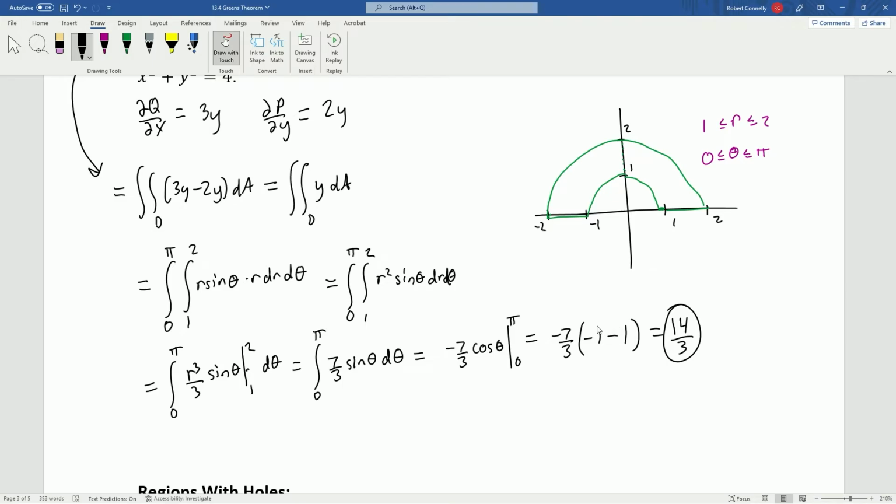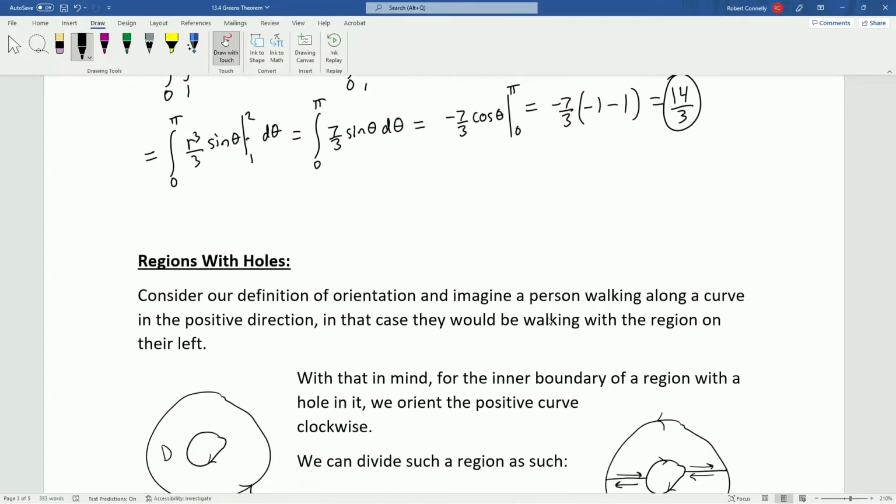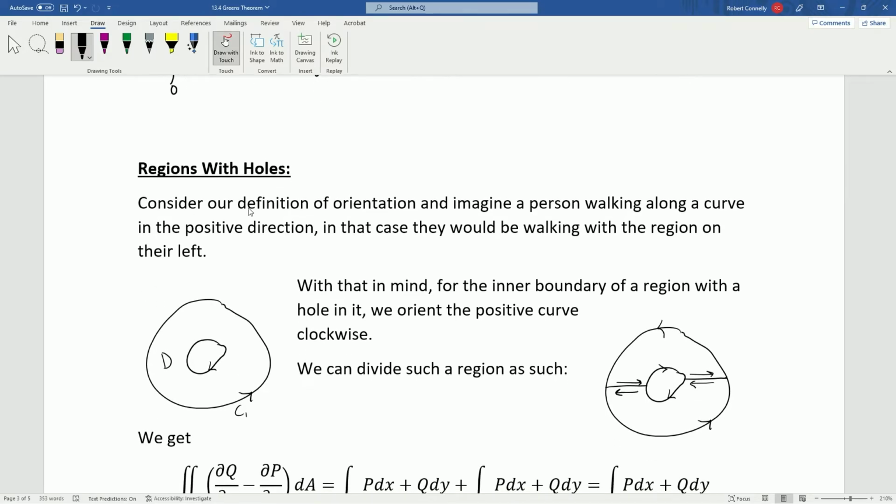Okay, so now let's go ahead and consider a different issue that could arise. What if we have to deal with regions with holes? So consider our definition of orientation and imagine a person walking along a curve in the positive direction. In that case, they would be walking with the region on their left.